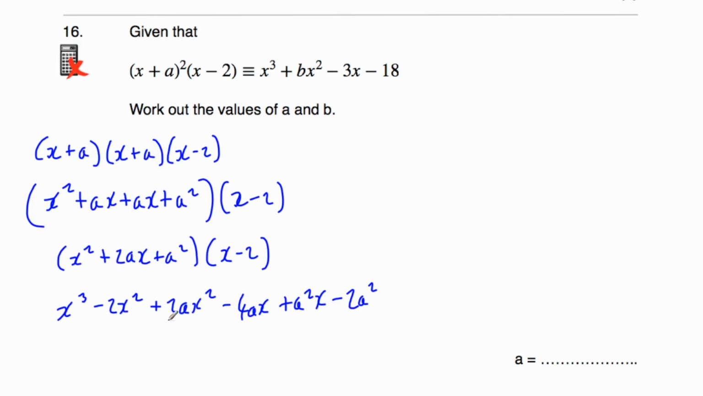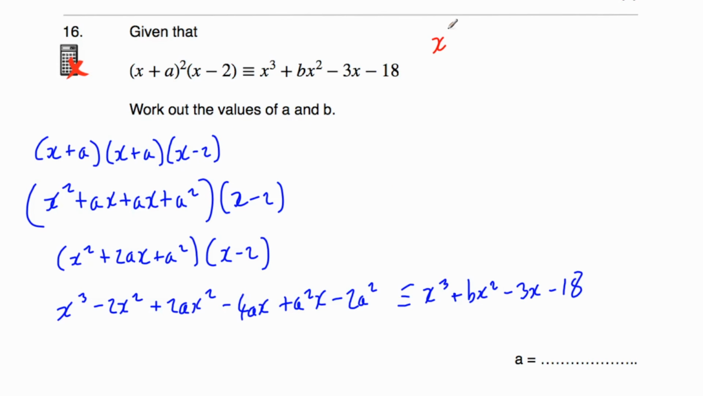So that's what we get when we expand our brackets, and that's equivalent to x cubed plus bx squared minus 3x minus 18. Okay, so we've got this identity. Now let's have a look at our coefficients and equate our coefficients. Now I'm not going to bother with the x cubed because we've got x cubed on the left hand side and x cubed on the right hand side. So equating their coefficients would be 1 equal to 1, and that's not very useful to help us find the values of a and b.